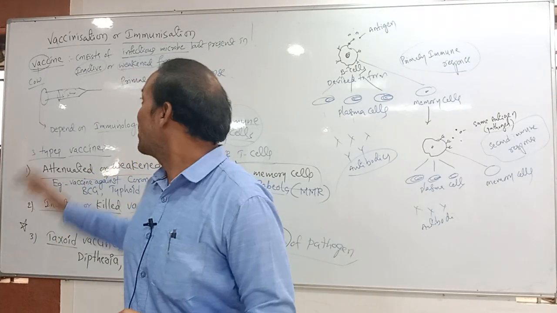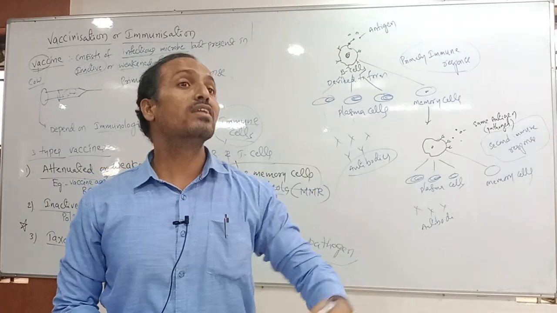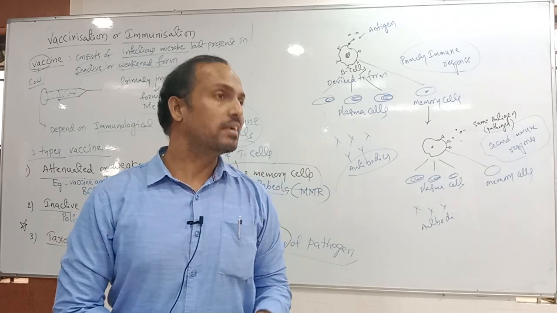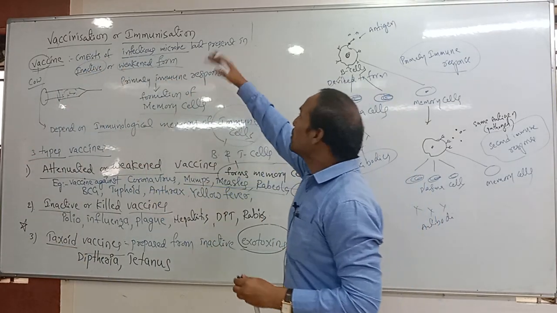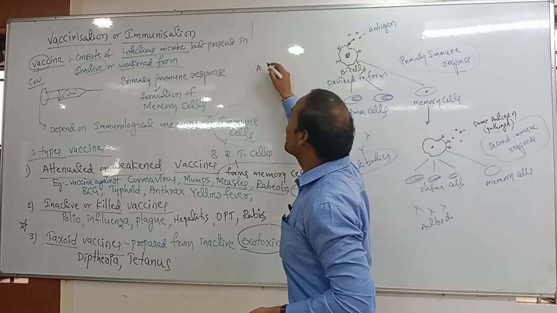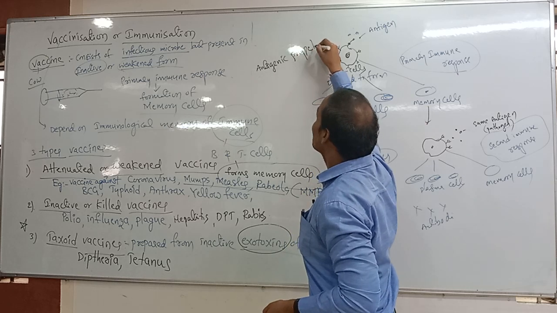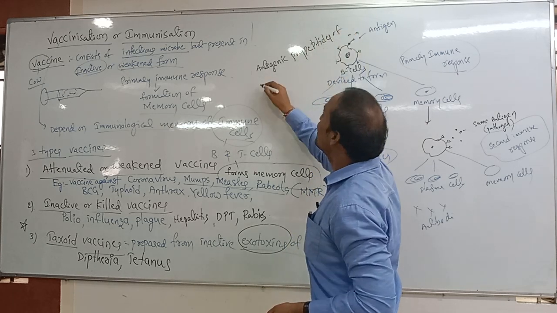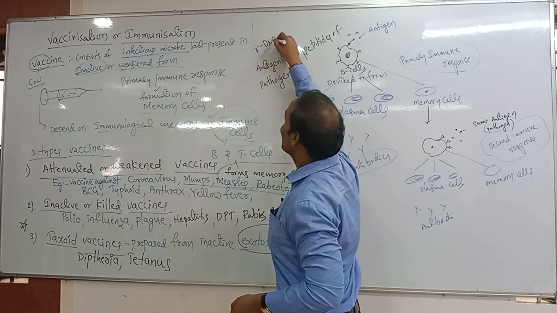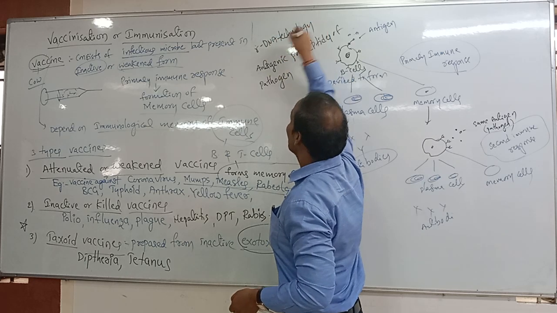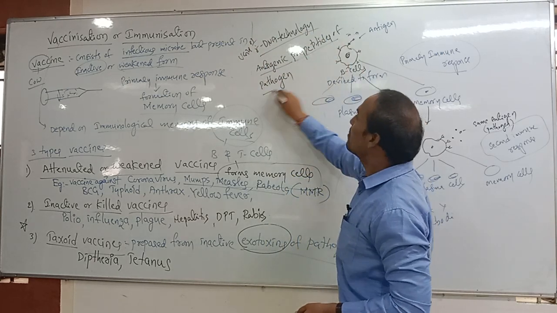Clear? The last point in the vaccination. Nowadays, by using rDNA technology also we are preparing the vaccines. Recombinant DNA technology. By using recombinant DNA technology, what we are preparing is called antigenic polypeptides of the pathogen. Understood? By using rDNA technology, we are preparing antigenic polypeptides of the pathogen.